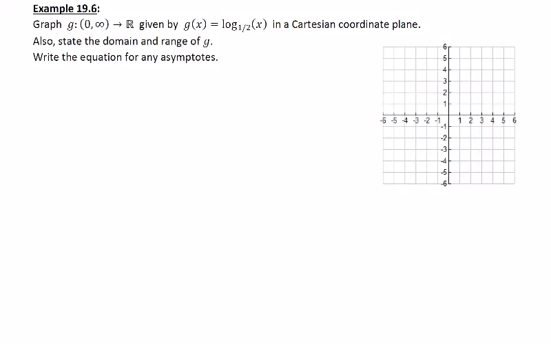In example 19.6, we want to graph another logarithmic function. This function is given to us as g, with g of x equaling log base 1/2 of x. Because of that base value being 1/2, we have a base value that is less than 1. This is going to be expected to be a logarithmic decay function.